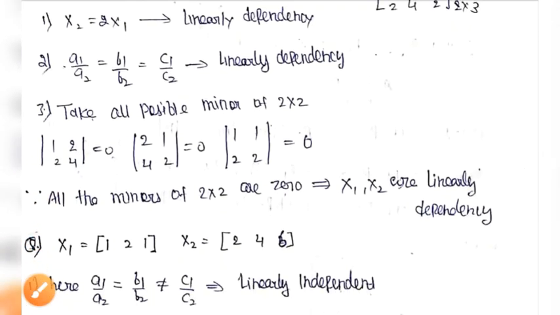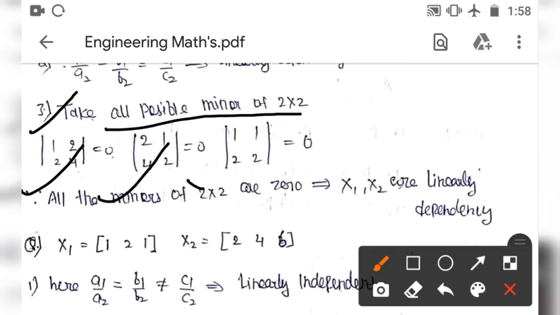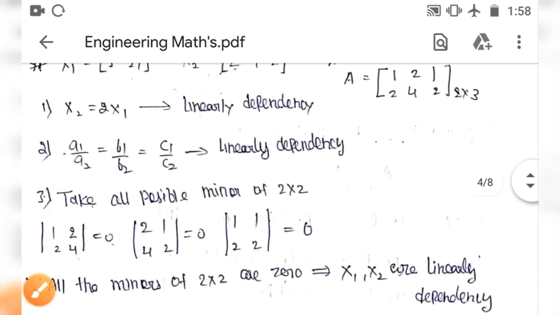And the third technique to find the dependency is to take the possible minors of 2 cross 2. These are the possible minors: 1 2 2 4, 2 1 4 2, and 1 1 2 2. What do I mean by possible minor?